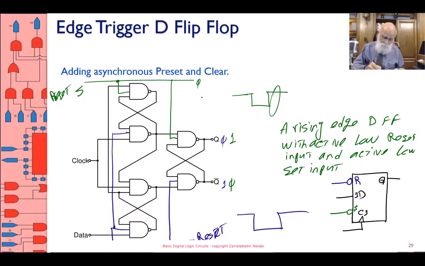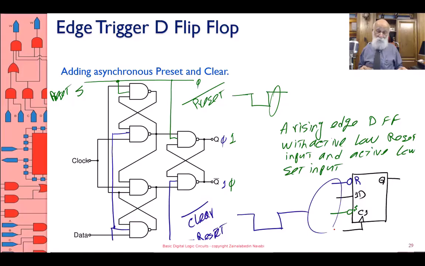Like I said, this is referred to as preset, and often they put a bar on it, meaning it's active low preset. This is referred to as clear, and then again a bar on it means active low clear. These are referred to as flip-flop control. Okay.